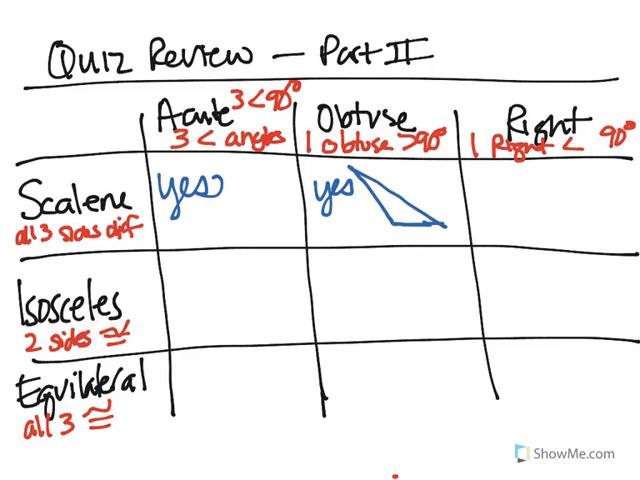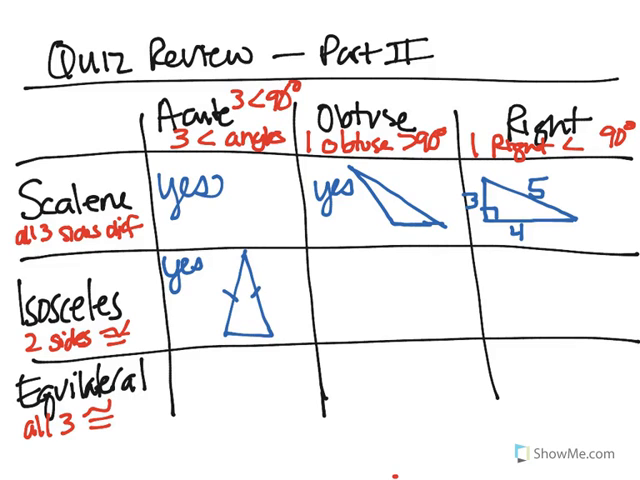And then right scalene, yes, you could have that, because just think in our special triangles, you could have a 3, 4, 5 right triangle. So all three sides are different. It still has a right angle. Isosceles, acute, can we do that? Yes. We could have an isosceles where there's two sides that are the same and all the angles are acute.